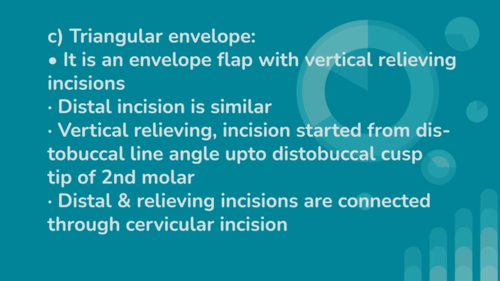Okay, so next is the triangular flap. It is an envelope flap with vertical relieving incisions. There will be two vertical relieving incisions. The distal incision is similar, vertically relieving. The incision starts from the distobuccal line angle up to the distobuccal cusp of the second molar.